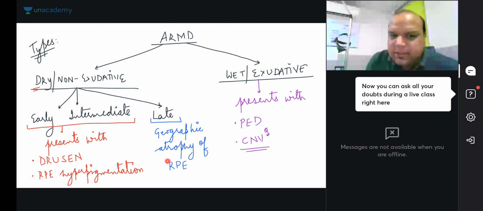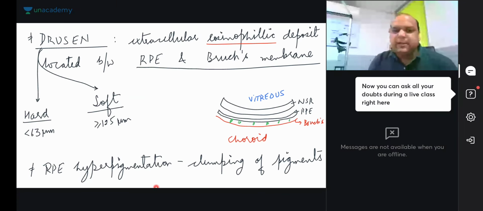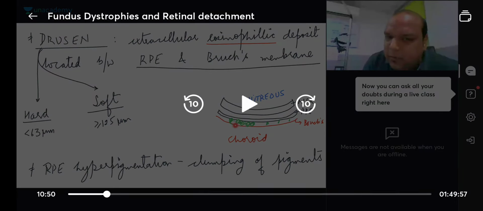The next sign, everybody, is geographic atrophy. To understand geographic atrophy, let's understand what will happen with time in the late stage. These drusen will keep on growing larger. When these drusen keep on growing larger, they will coalesce.